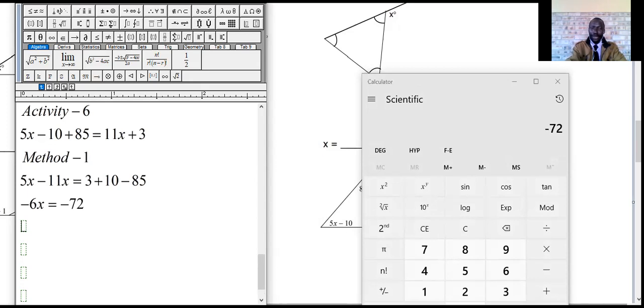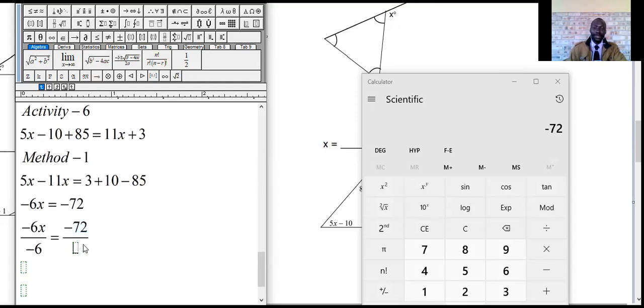So the value of x is going to be calculated when we divide negative 6x by negative 6. In other words, when we divide this by -6, we will be able to determine the value of x. But before that, we also have to divide -72 by what? By -6. That is, what we have done on the left-hand side must also be done on the right-hand side.